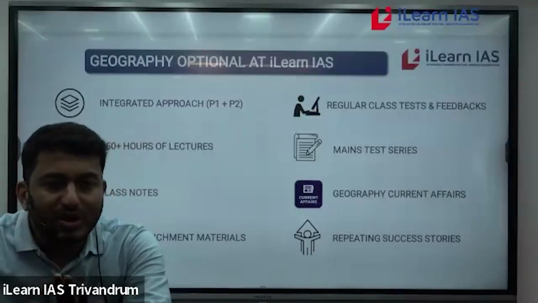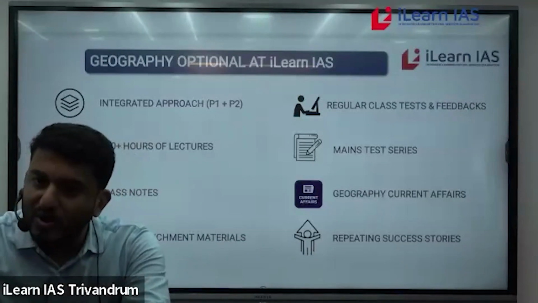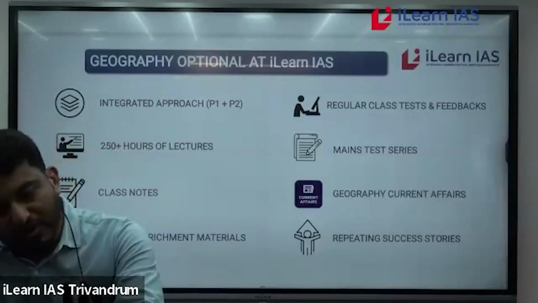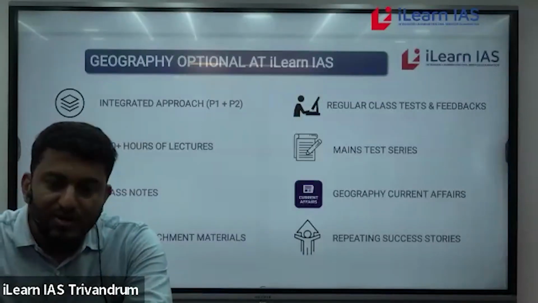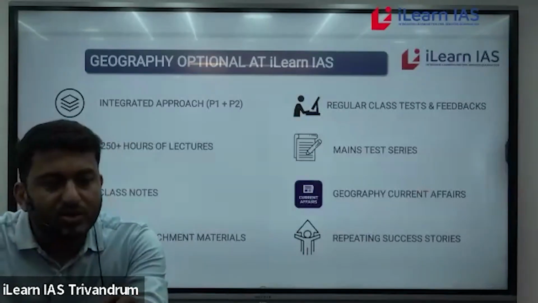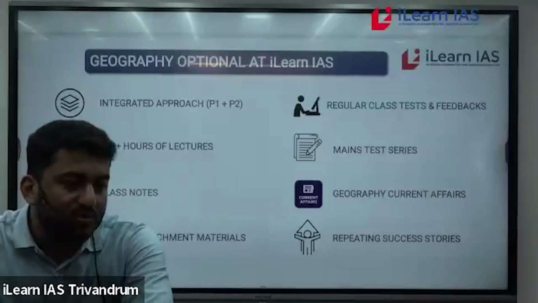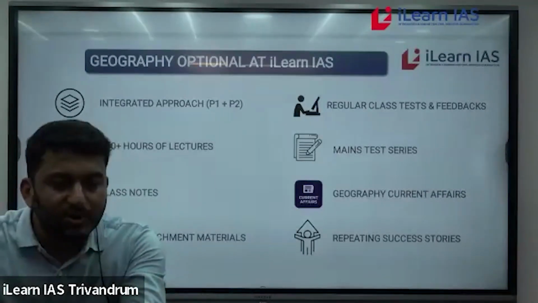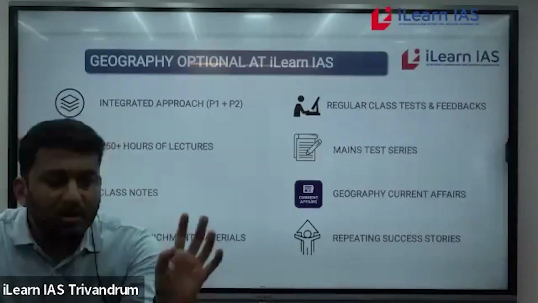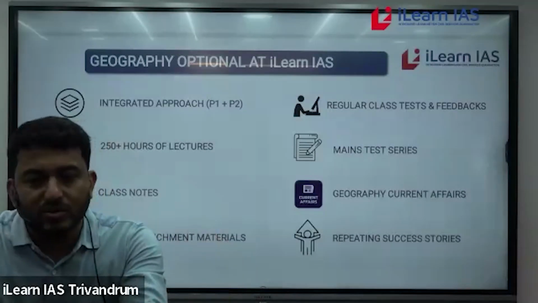So what is the kind of approach we'll be following here? If you see the syllabus, I told you the syllabus has got overlap. Paper 1 and paper 2 have got overlap. Paper 1 has agricultural geography, paper 2 also has agricultural geography. The difference is paper 1 studies agricultural geography with respect to the world, paper 2 studies it with respect to India. Physical geography, study with respect to world, study with respect to India. Resources, study with respect to world, study with respect to India.